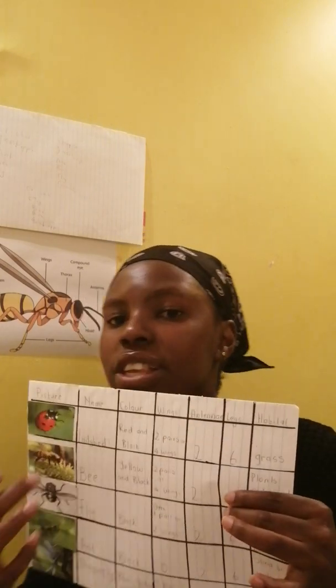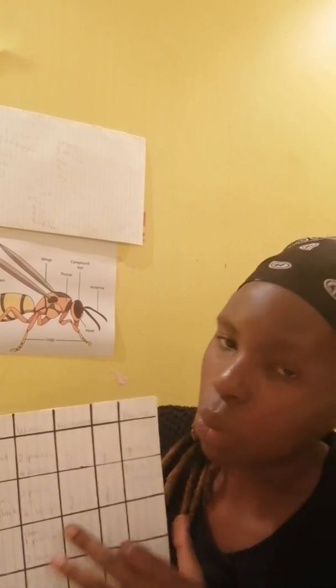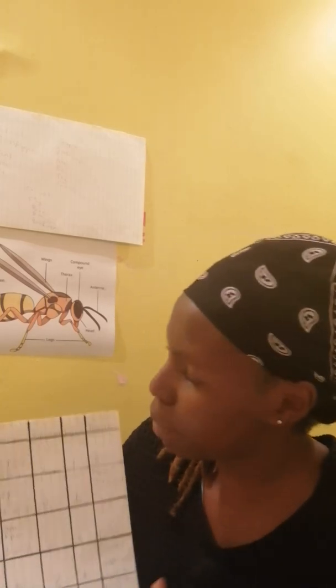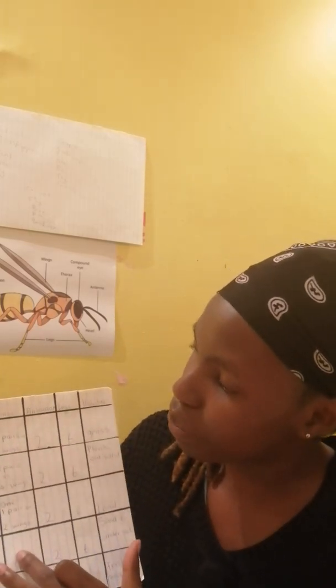In the first column, I need you to paste the pictures of the insects. In the second column, write down the name of the insect. In the third column, write the color of the insects that you cut out. If it's blue, write blue. If it's yellow, write yellow. If it's black and white, write black and white. Then in the fourth column, write the number of wings it has. If it has no wings, just write 0.